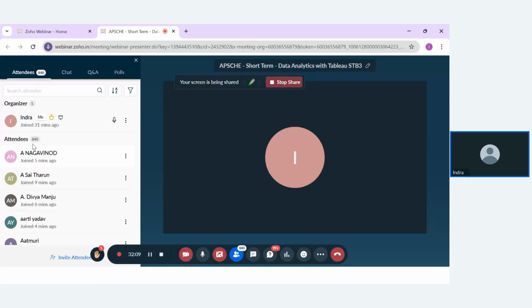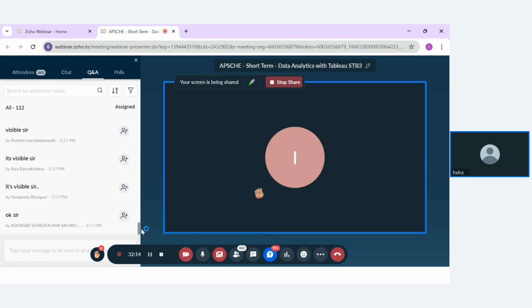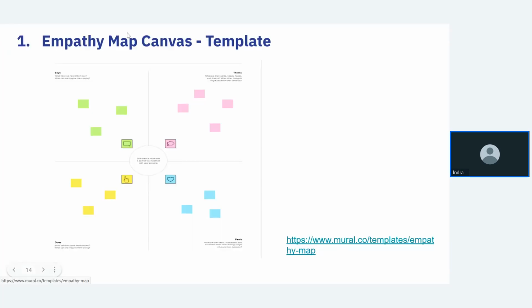Basically, you will have a project. You have this template also. Okay. This is the empathy map template that you need to complete. This template you will find on this particular Mural link. Okay. So I'll guide you on how you can get it.